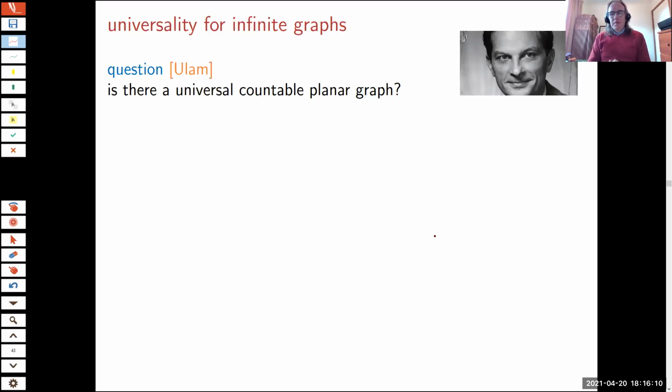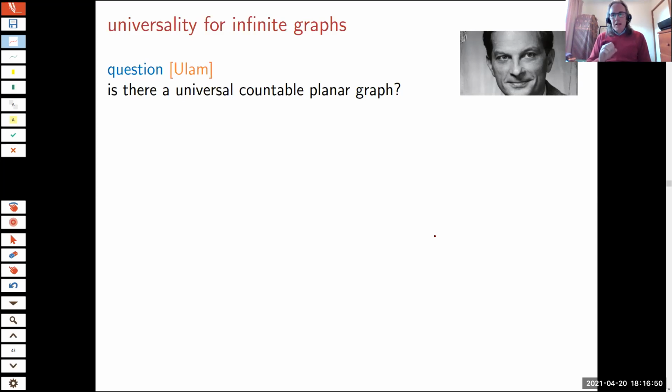And this topic goes back to a question from Ulam from, I think, the 60s even. It's not in any paper, but other papers say that Ulam asked this question. And he asked, is there a universal countable planar graph? What does that mean? All right, so we're in the world of infinite graphs. He's asking, so you take the class of all countable planar graphs. These are graphs that can be drawn in the plane with no crossings, and the number of vertices is countable, meaning the number of vertices is the same as the size of the set of integers.